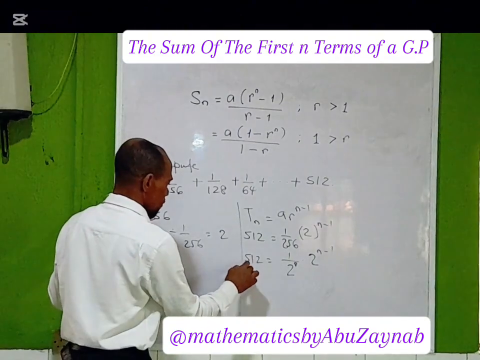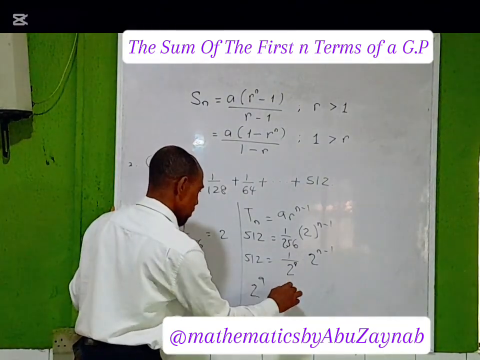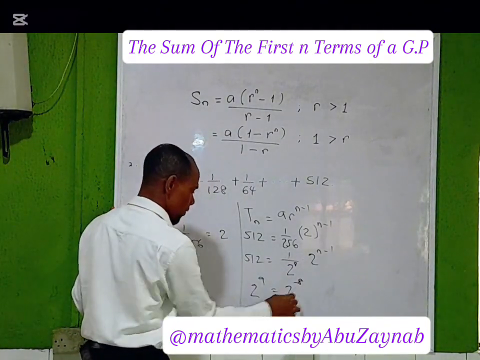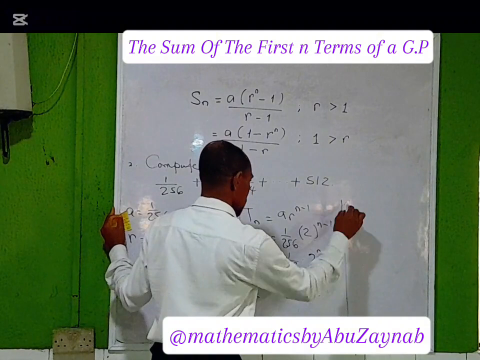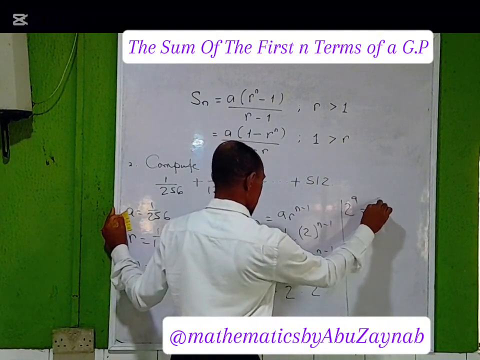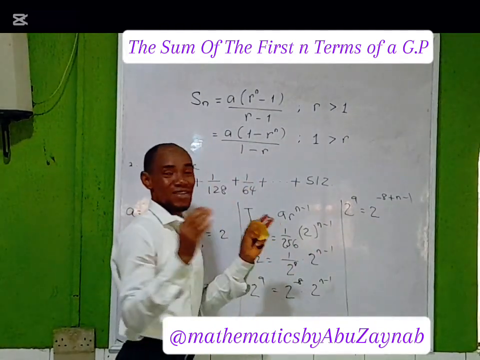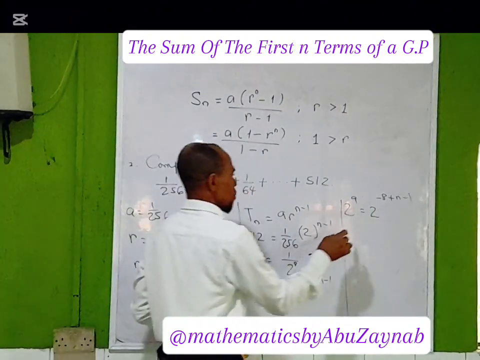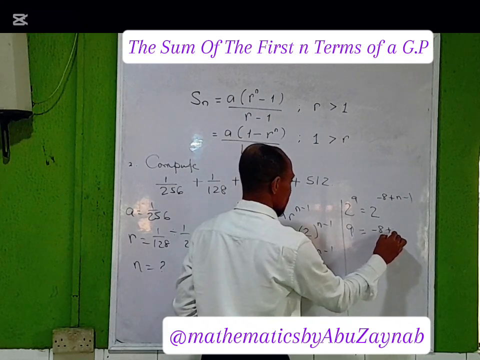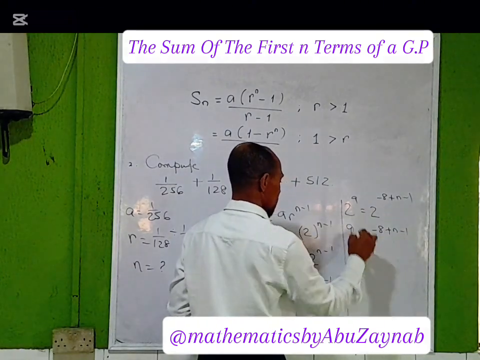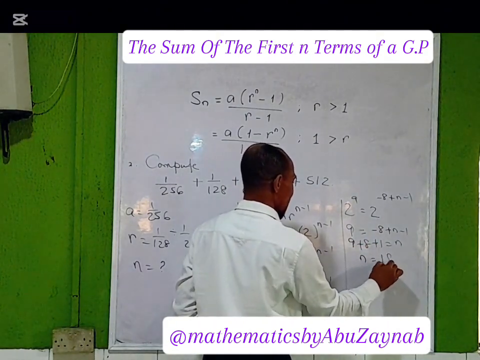So we have 512, which is actually 2 raised to the power 9. So we have what there? 2 power minus 8 in indices times 2 power n minus 1. That gives us 2 power 9 equals 2 power minus 8 plus n minus 1. Again, we have the same base, which is 2. We can compare the powers by saying 9 equals minus 8 plus n minus 1. So 9 plus 8 plus 1 is n. Therefore, our n is actually 18.